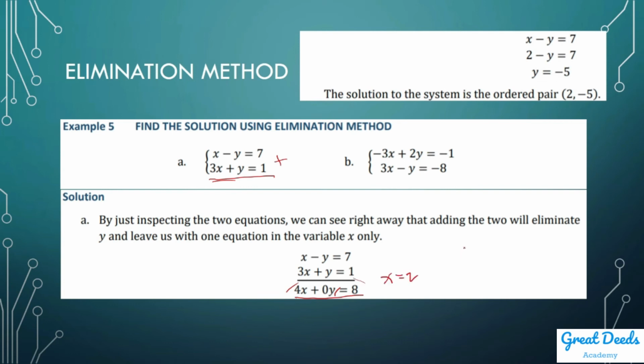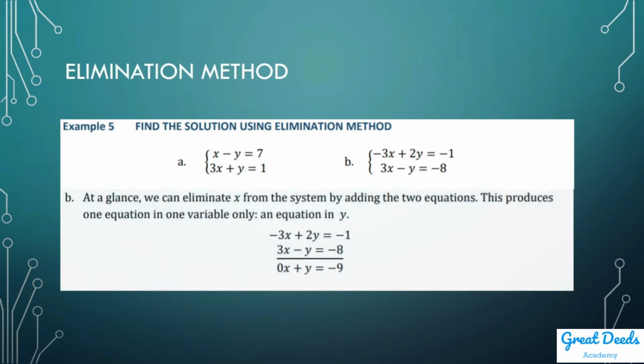Now that we know that x is equal to 2, coming from your first equation, this is 2 minus y is equal to 7. So what is the value of y? Y is equal to 2 minus 7. And 2 minus 7 is equal to -5. So the solution to your system in letter A is this. These are the coordinates of your point, which is the point of intersection of your two lines.